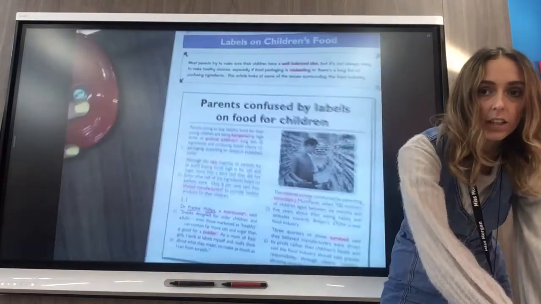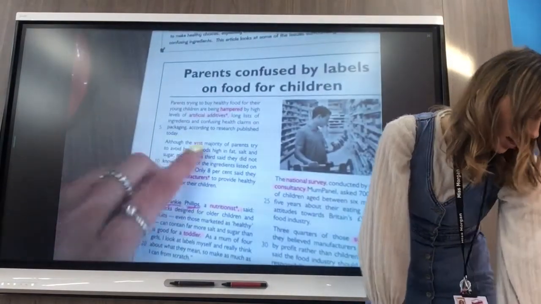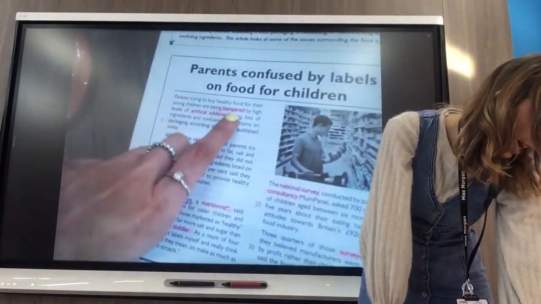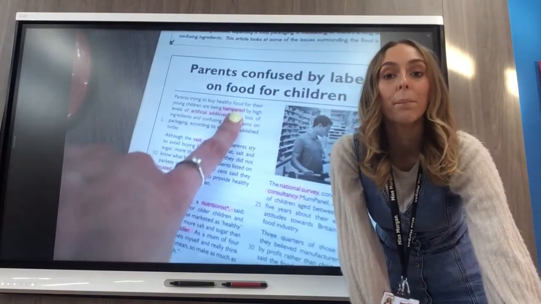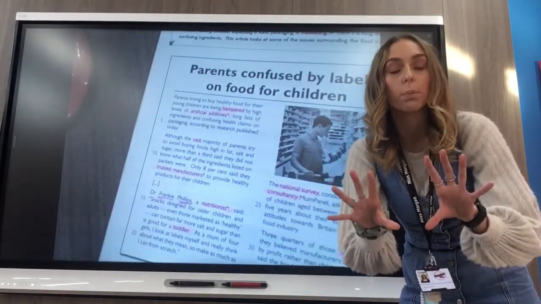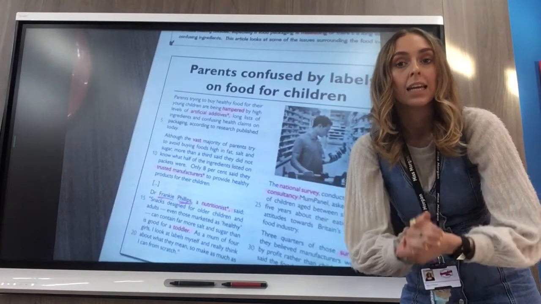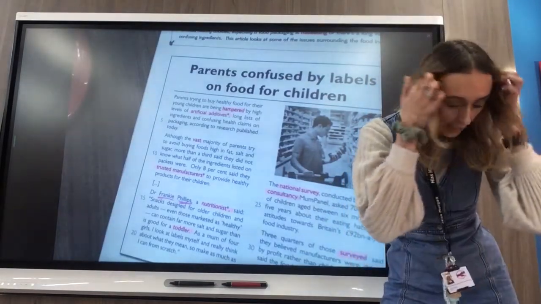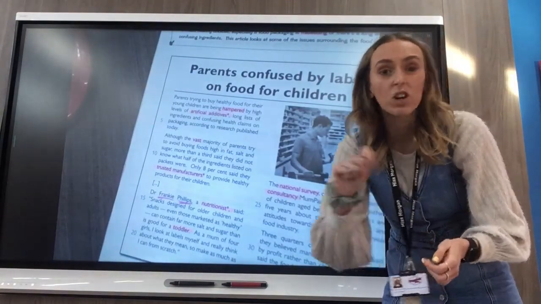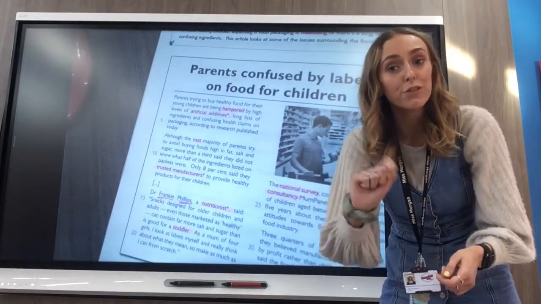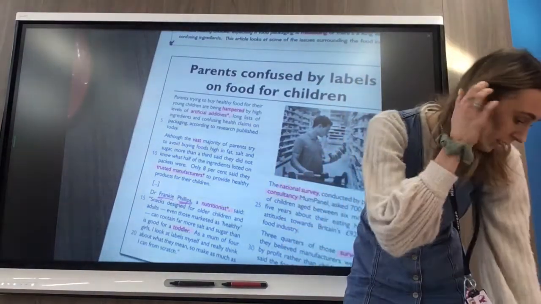Okay, so let's take a closer look. Now here it says the word hampered. Hampered means to stop somebody from doing something, okay? If you go to do your work and you haven't got a pencil, you are hampered from doing your learning.